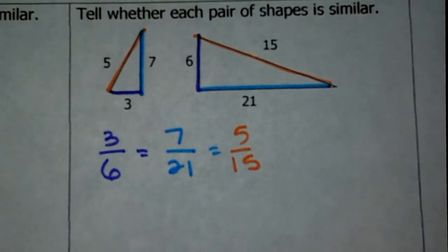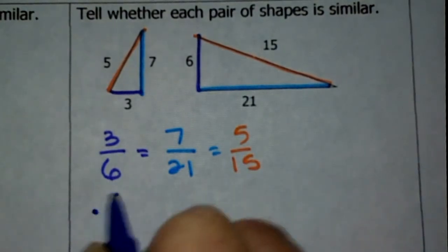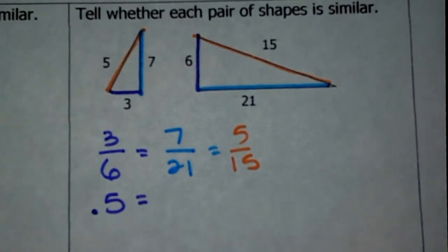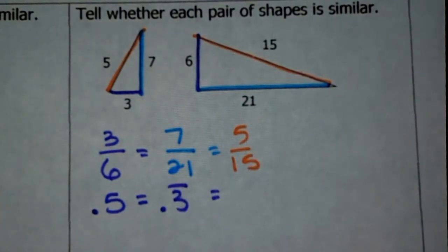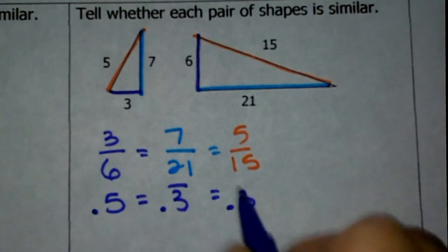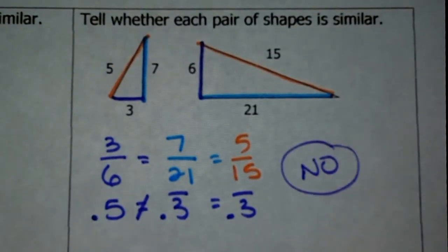I know that not everyone is a fan of simplifying fractions. I know that we're really savvy with dividing the top by the bottom in our calculator. So if you were to do that, and you took 3 divided by 6, you would get 0.5. If you took 7 and divided it by 21, you're going to get 0.3 repeating. And if you take 5 and divide it by 15, you're going to get 0.3 repeating. So because this one is different than the others, it means that no, these shapes are not similar.